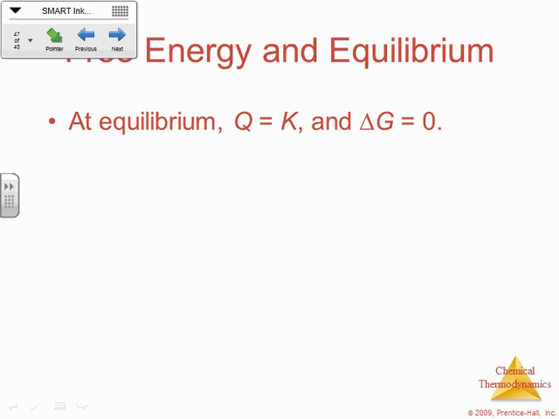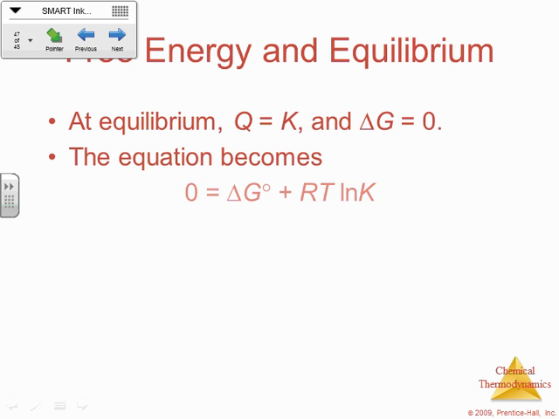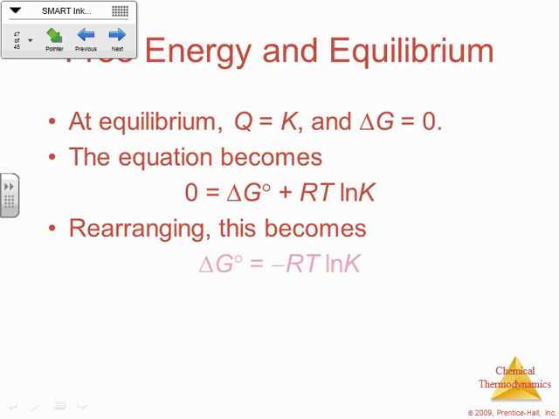All right, at equilibrium, Q equals K, right? And so actually we can rewrite this equation here. And delta G is equal to 0. So the equation becomes 0 equals delta G0 plus RT ln K. So you rearrange that, and you get delta G0 equals negative RT ln K.